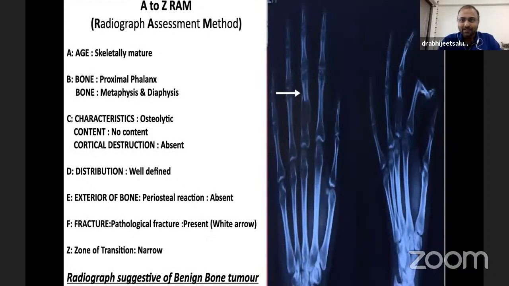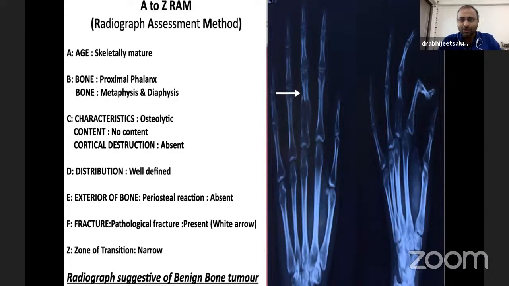Next, we'll see an X-ray of a hand. This is a lesion involving the third finger, the middle finger, involving the proximal phalanx. It is an osteolytic lesion with a pathological fracture. Our differential can be a giant cell tumor. Most probably it can be an enchondroma.